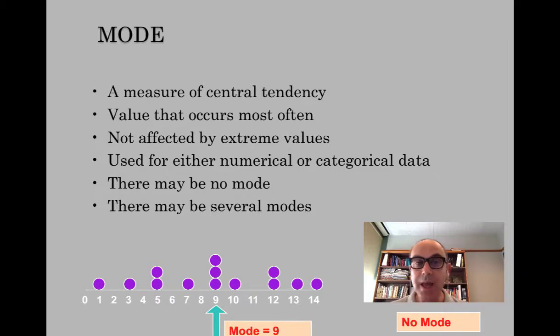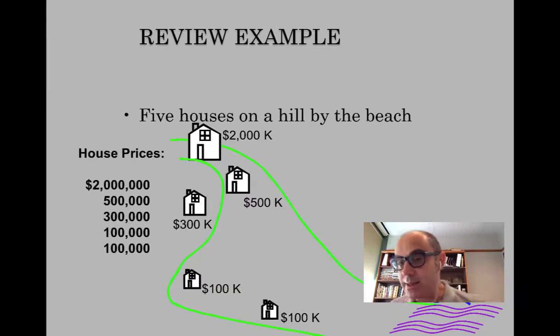So this is how we find the median. Mode is again the value that occurs most often, and it is not affected by extreme values. It can be either a numerical value or a categorical value, and there might not be a mode in that set. So you have to be sure, when you are trying to figure it out, that you have some understanding of that idea.